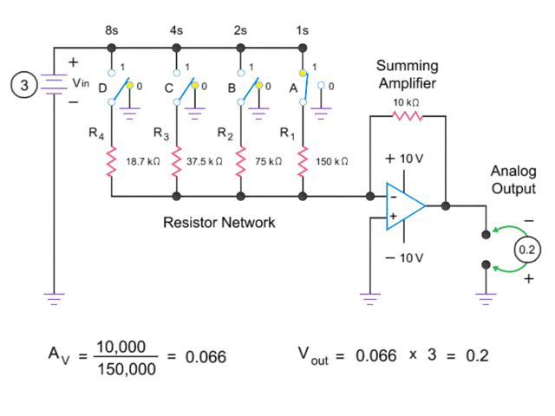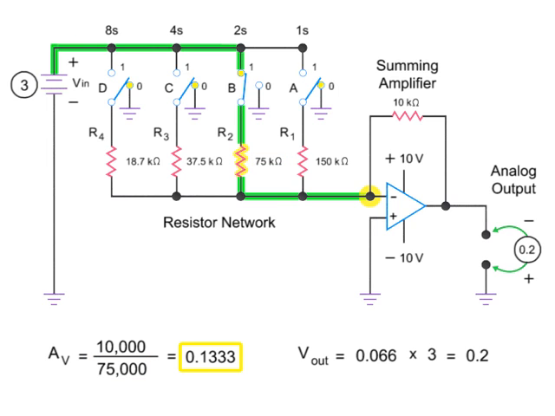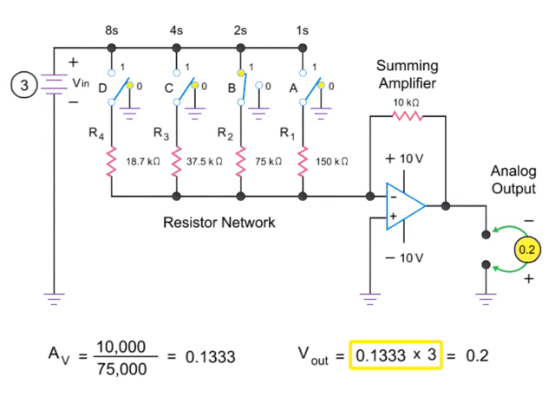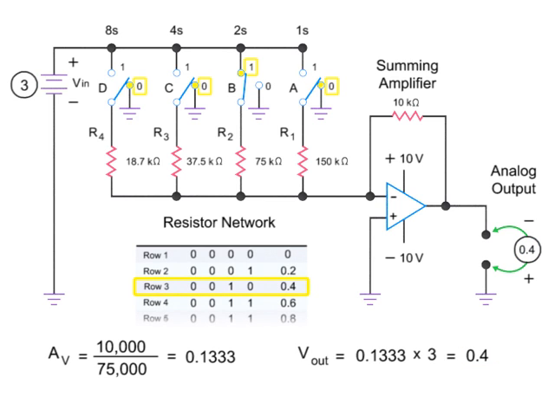Applying a binary of 0010 will move switch B to logic position 1, resulting in an input of 75 kiloohms. Plugging these numbers in the equation gives a gain of 0.1333, resulting in an output of 0.4 volts when the input voltage is multiplied by the gain. Again, this result conforms to what is expected based on the truth table.